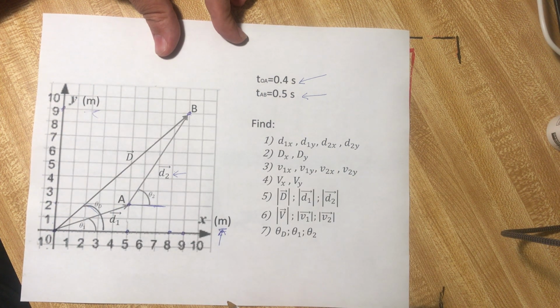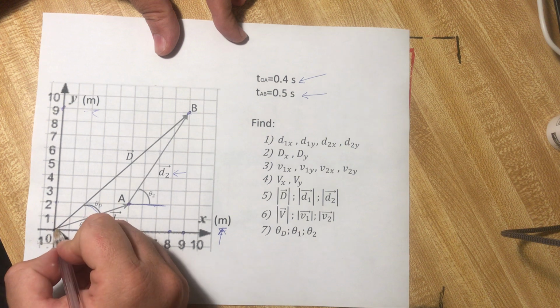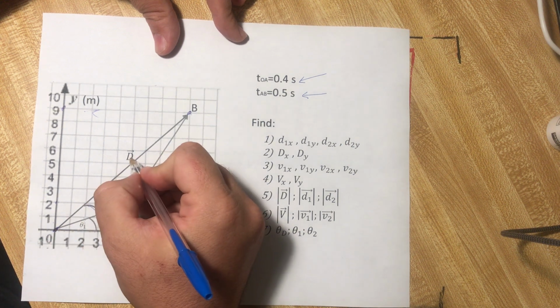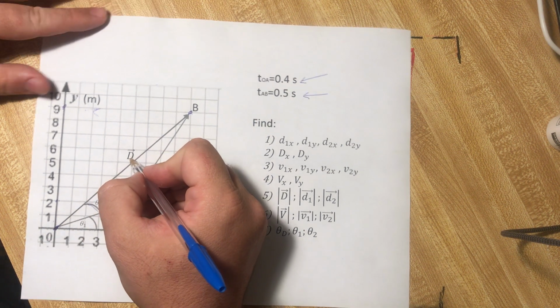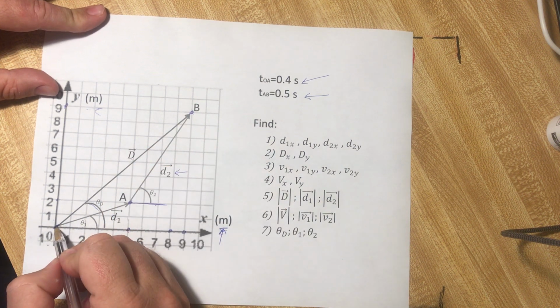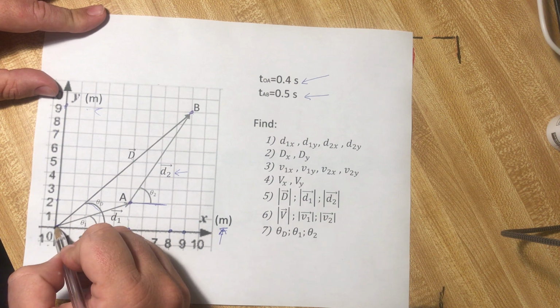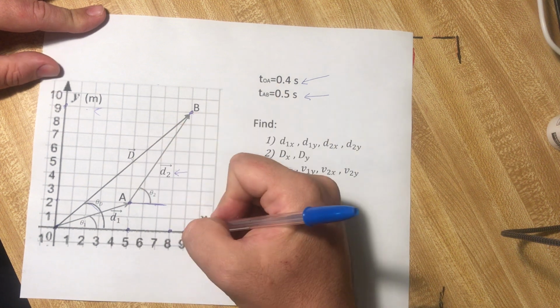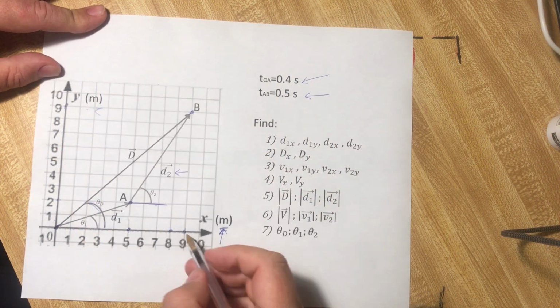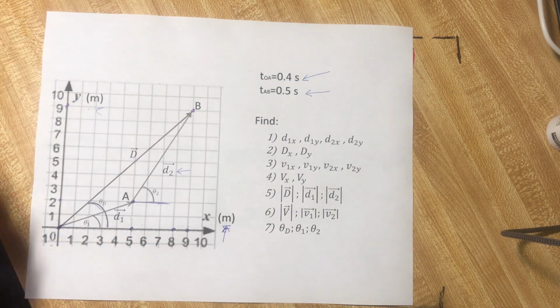in the y direction. Then we have a resultant change in position, and this is represented by the vector d. It moves the body from the origin to point 9 meters in the x direction, 9 meters in the y direction.